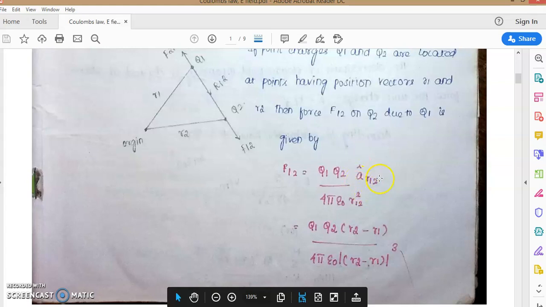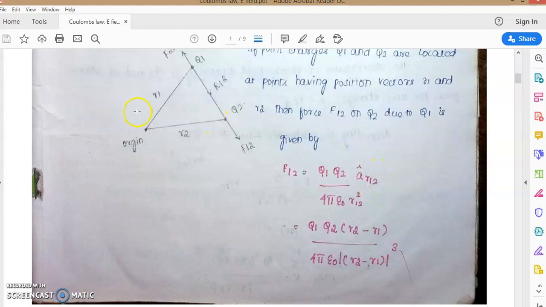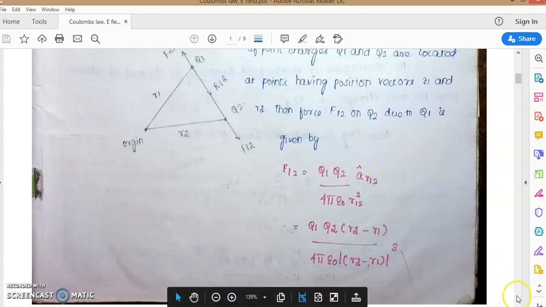But now here we are multiplying by a cap R12. What is meant by a cap R12? Since this is a position vector. What is meant by a position vector? It is the point whose direction according to x, y and z has been given in the question from the origin. So whenever the question gives the position vectors of any charges, we have to multiply with the unit vector, that is a cap R12. What is the formula for a cap R12? That is the difference between the two position vectors divided by the magnitude of that difference.